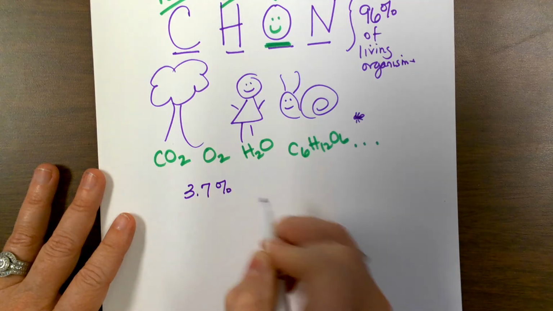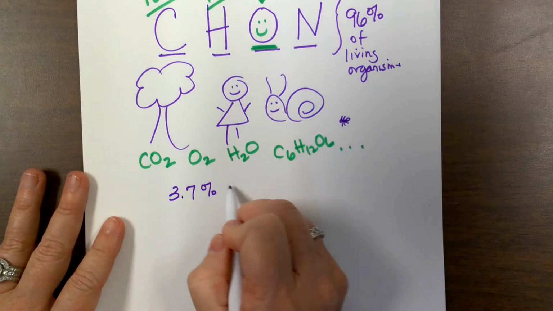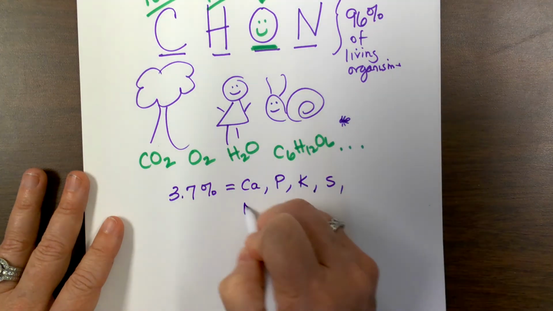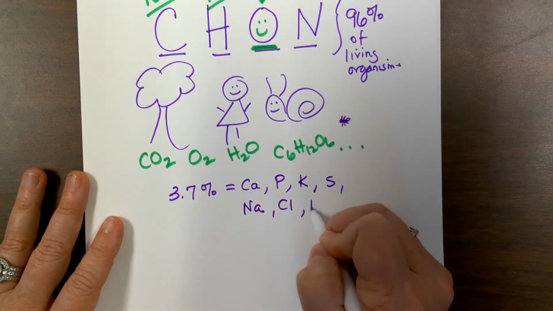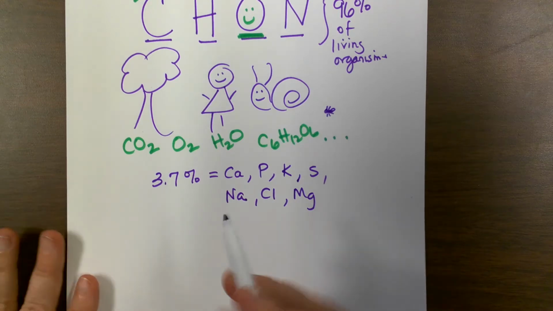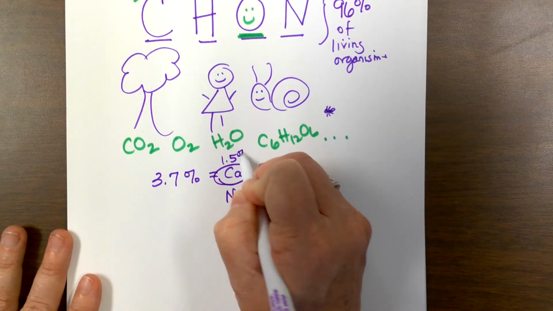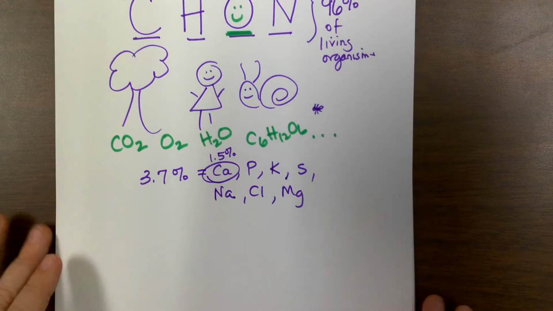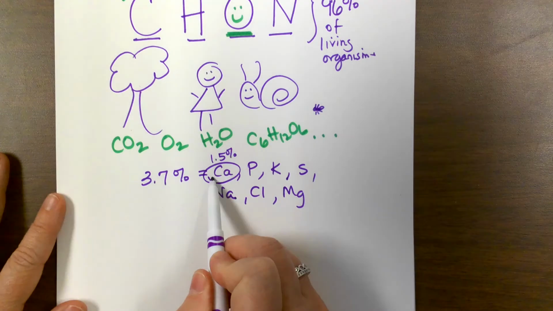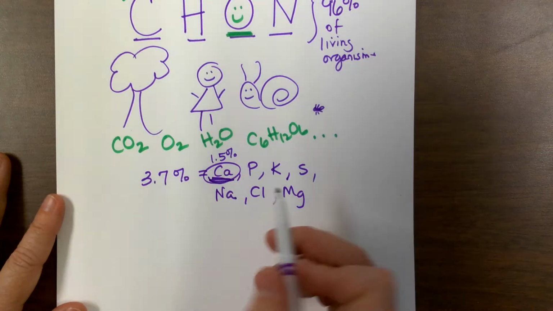So 3.7% of that remaining 4% is going to be calcium, phosphorus, potassium, sulfur, sodium, chlorine, and magnesium. And so all of these are necessary in teeny tiny amounts. The most is going to be calcium, about 1.5% of your body. And I know most of you think that's necessary for your bones, but it's actually necessary for muscle contractions. So your bones store it, but you also need it for muscle contractions, and you also need it for nerve impulses. So just about everything you do is going to require calcium to be involved.